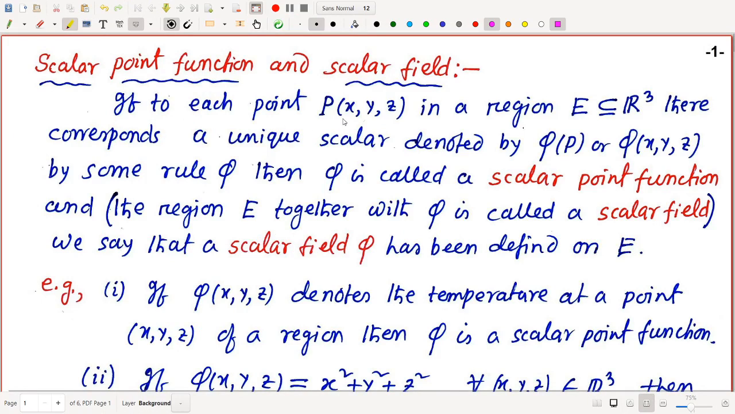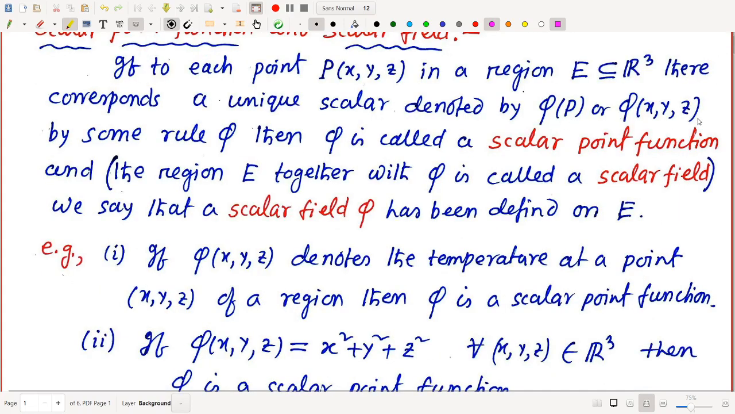If to each point P with coordinates x, y, z, or you can say with position vector x i cap plus y j cap plus z k cap, in a region E subset of R^3, meaning E is a three-dimensional region, there corresponds a unique, definite scalar, meaning a real number, denoted by phi of P or phi of x, y, z, by some rule phi, then this rule phi is called a scalar point function.